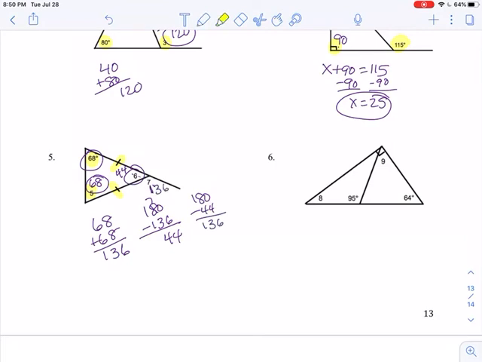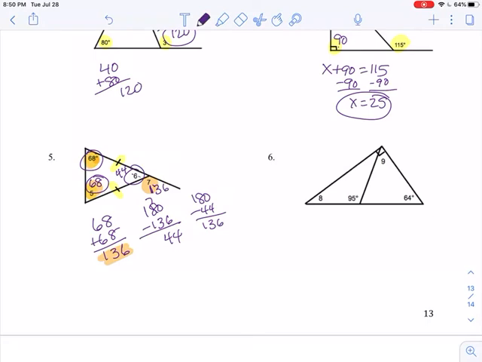Now that's one way to do it. I want to point out something else. This right here is an exterior angle. It equals these two angles added together. So 68 plus 68, we already did that back down here, is 136. Okay, so that's just another way to do the problem. A lot of times there'll be more than one way to do something.